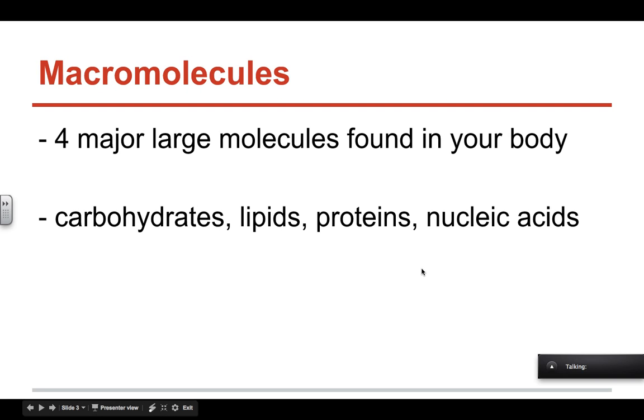The first thing that you want to know is that there are 4 major large macromolecules found in your body. They are carbohydrates, lipids, proteins, and nucleic acids. Again, as I make these videos, I encourage you to pause and write these things down in your notes, or if you already have notes on this topic, go back and make sure you have this.